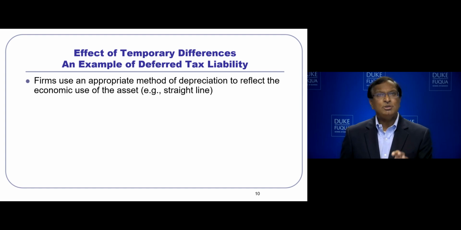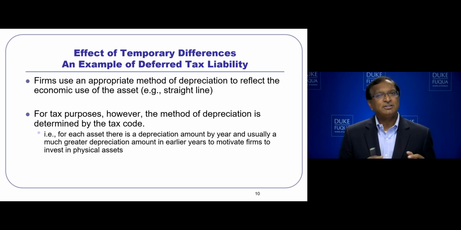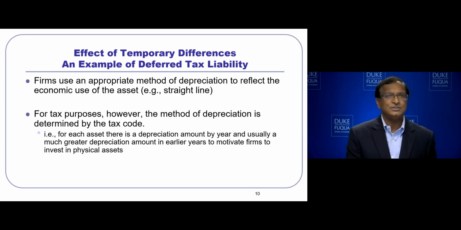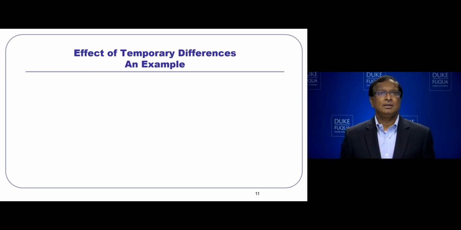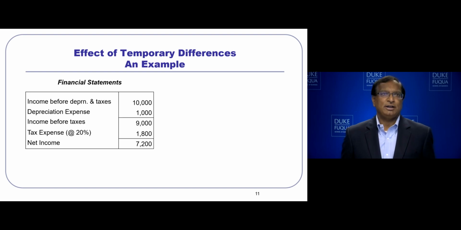We know that the firm used an appropriate method of depreciation to reflect the economic use of the asset. Let's say they use the straight line method. For tax purposes, however, the method of depreciation is determined by the tax code. That is, for each asset, there is a depreciation amount by year, and usually the amount is much greater in earlier years to motivate firms to invest in physical assets. So let's take an example to illustrate this.